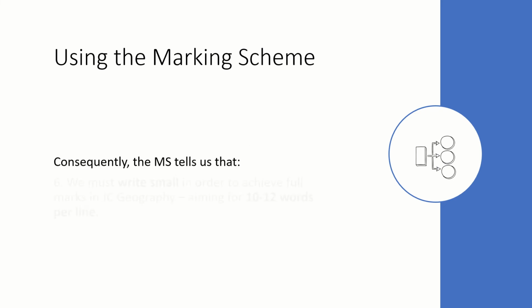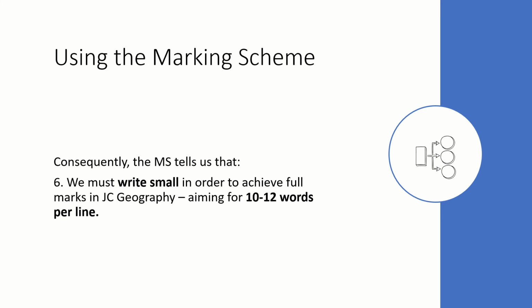Consequently, the marking scheme also tells us that we have to write small in order to achieve full marks in junior cycle geography. We need to be aiming for 10 to 12 words per line, and that's going to be really important because, as I briefly talked about, and you're going to see in action in a second, you haven't just got unlimited space in the exam. You're given a prescribed amount of space. You might be given 16 lines to write your answer. That generally means you need to use all 16 lines to write your answer there. And one of the most difficult aspects of junior cycle geography is being able to clearly get across your point in those 16 lines.